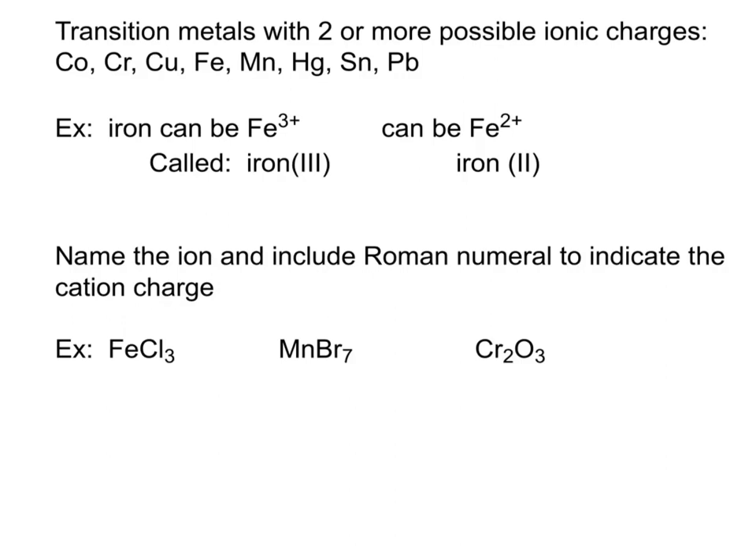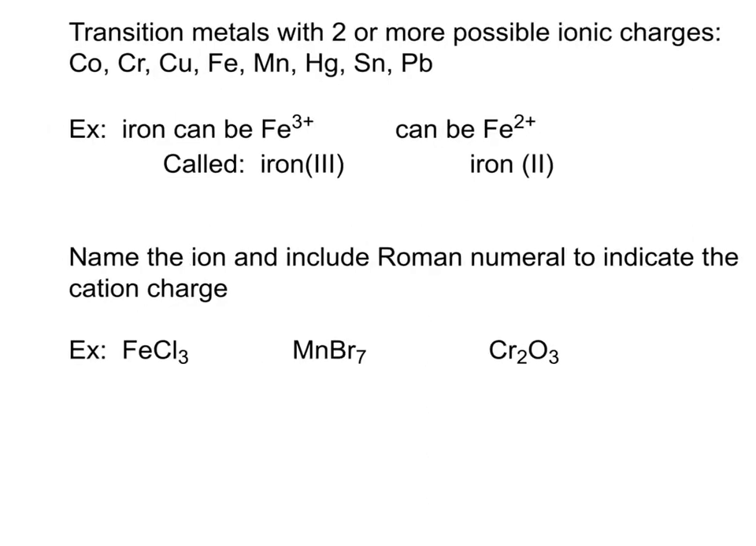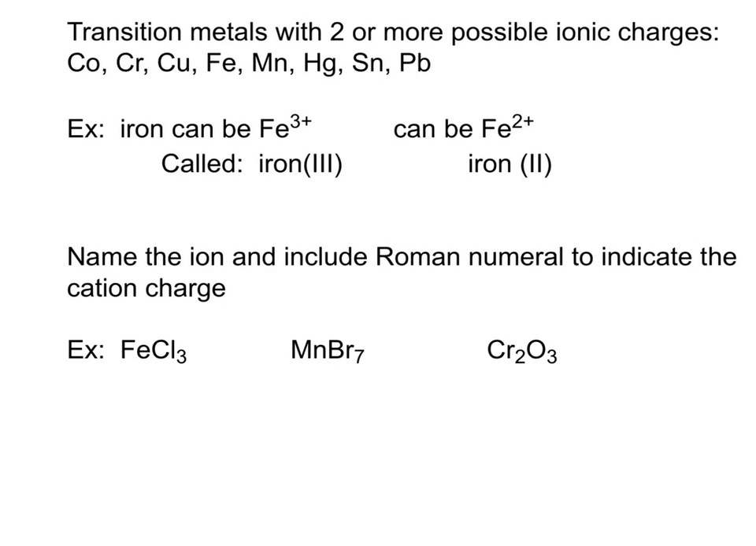Okay, so when we look at the transition metals, there are 8 of them that can have more than one, that is 2 or sometimes 3, 4, even 5 possible ionic charges. So we have them listed there: cobalt, chromium, copper, iron, manganese, mercury, and then the last 2 really aren't technically transition metals, but they do have multiple charges also, tin and lead.